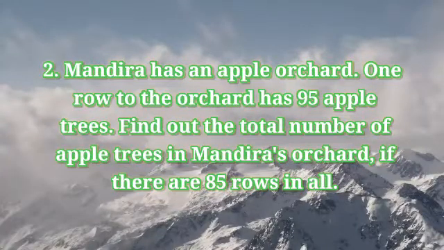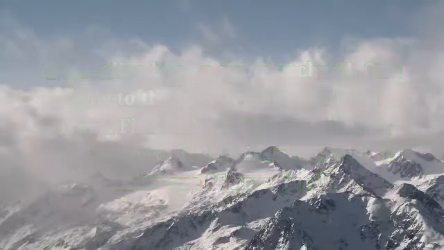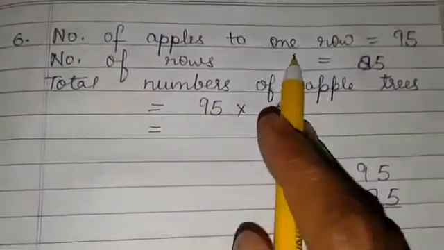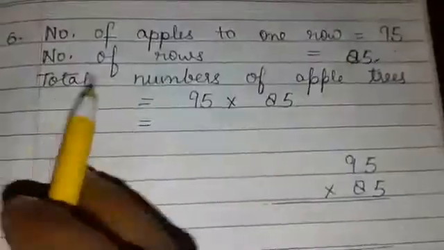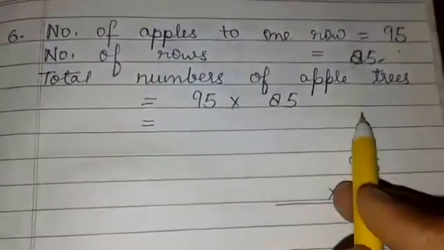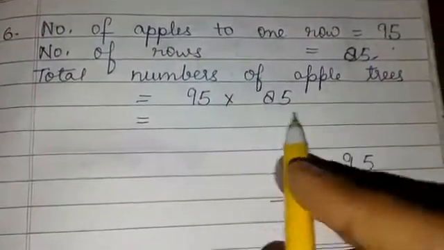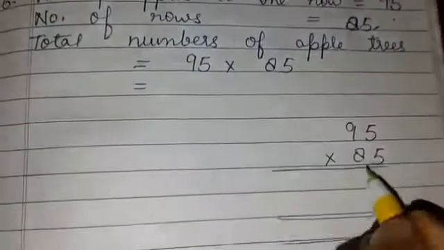Mandira has an apple orchard. One row in the orchard has 95 apple trees. Find out the total number of apple trees in Mandira's orchard if there are 85 rows in all. Number of apple trees in one row were this much. Number of rows were this much. So the total number of trees can be found out by multiplying these two numbers.